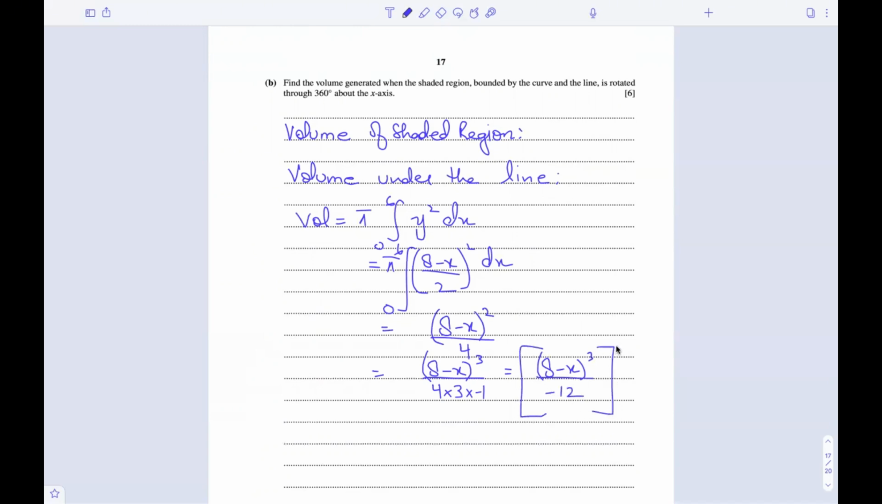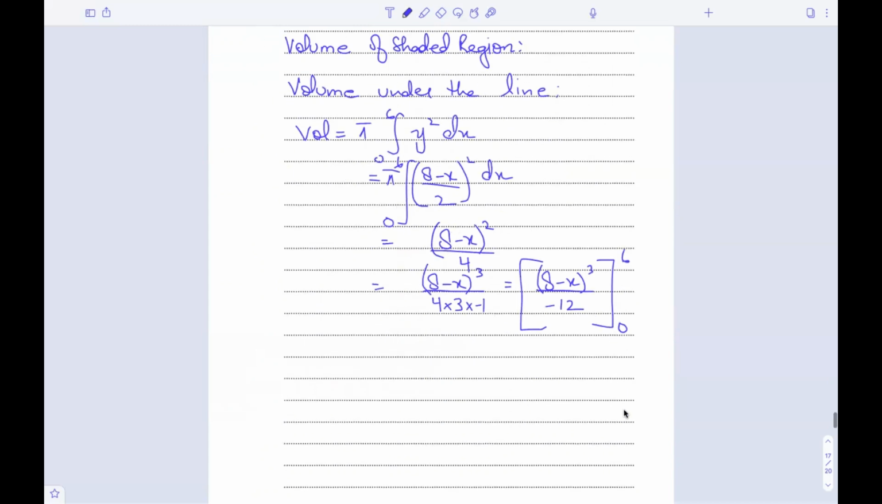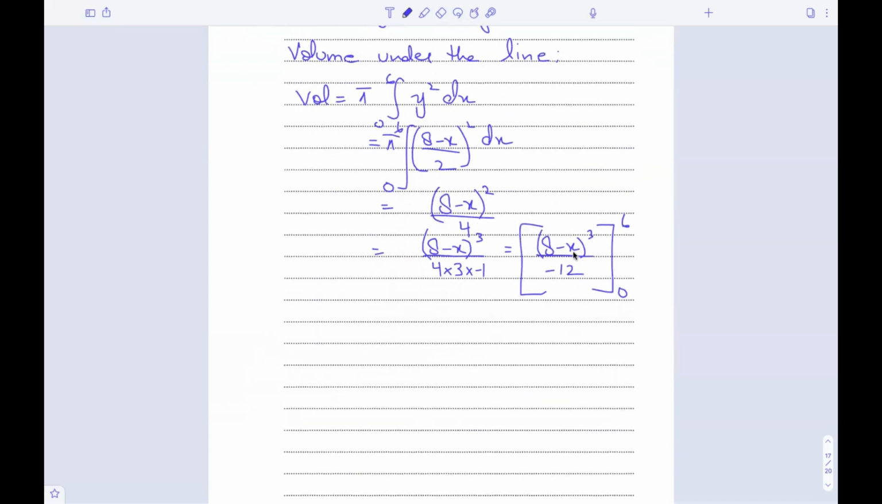Now we have to substitute the limits, which are 6 and 0. Substituting 6 into the equation, we have 8 minus 6, which is 2 whole cube, 8. So we have minus 8 upon 12. And substituting 0 into the equation, we have 8 cube, which is 512 upon minus 12. So we have minus 512 upon 12. So minus 8 plus 512 is 504 divided by 12. We have 42 pi, which is the volume under the line.